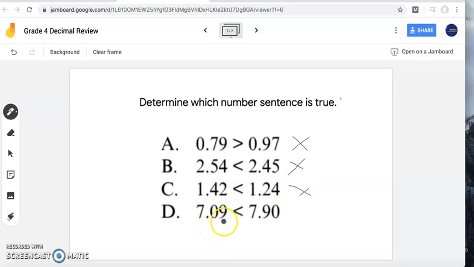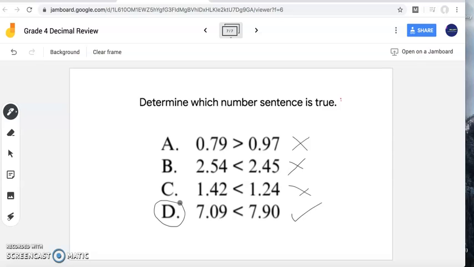Now I have 7 and 9 hundredths is less than 7 and 90 hundredths. I look at my ones and I see they're both a 7, so I move to my tenths. I see we have a 0 in the tenths place here and a 9 here. 0 is less than 9, therefore this number sentence is correct. So D is my correct answer.